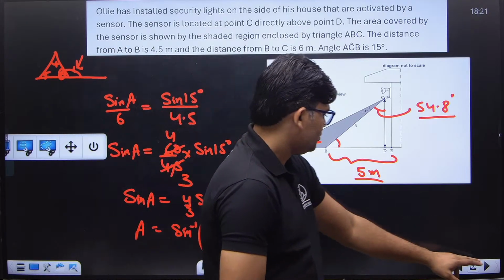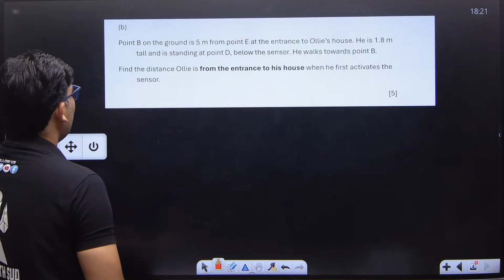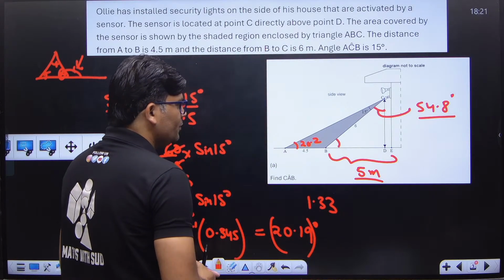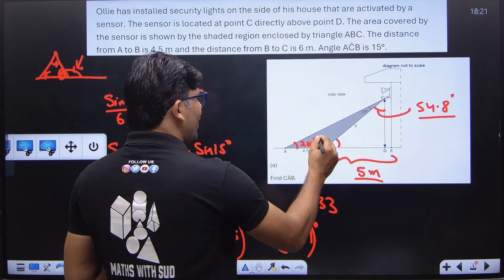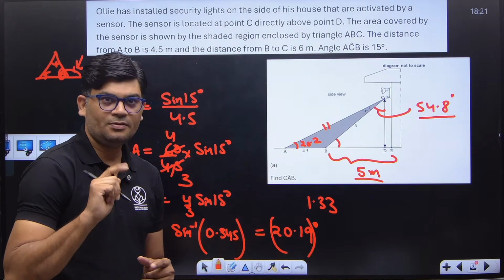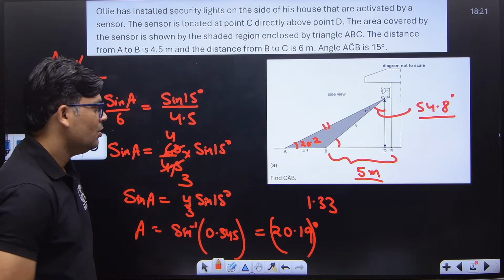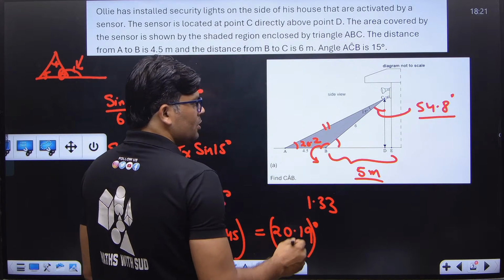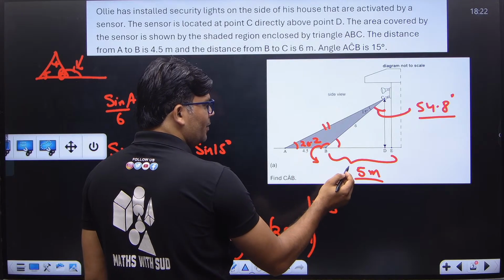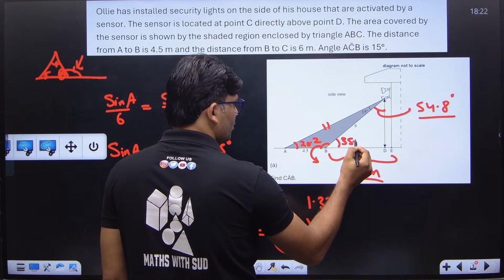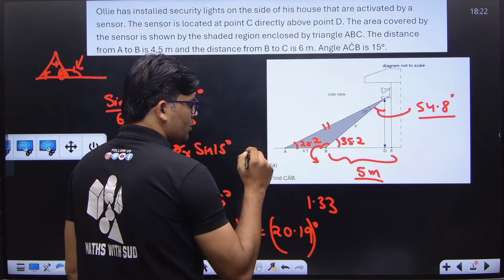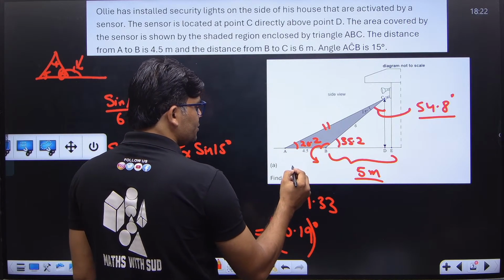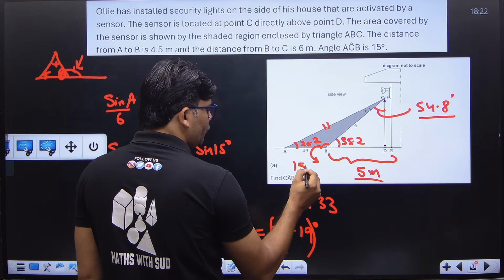Okay, so we found the other part of it. So with the help of this, can we find this length as well? See, I know that this angle is going to be 15 plus 20.2, which is 35.2. So this angle is going to be 180 minus 35.2. So 180 minus 35 is how much? 154.8.